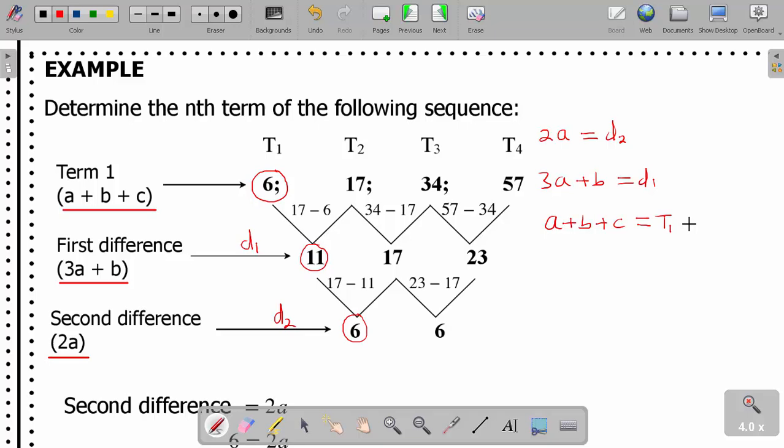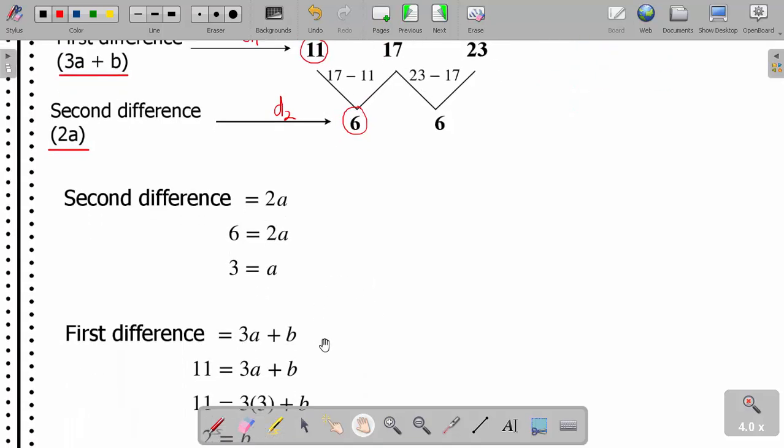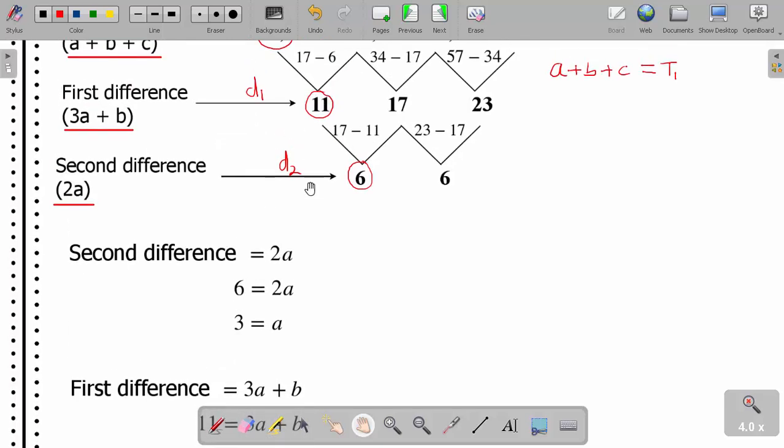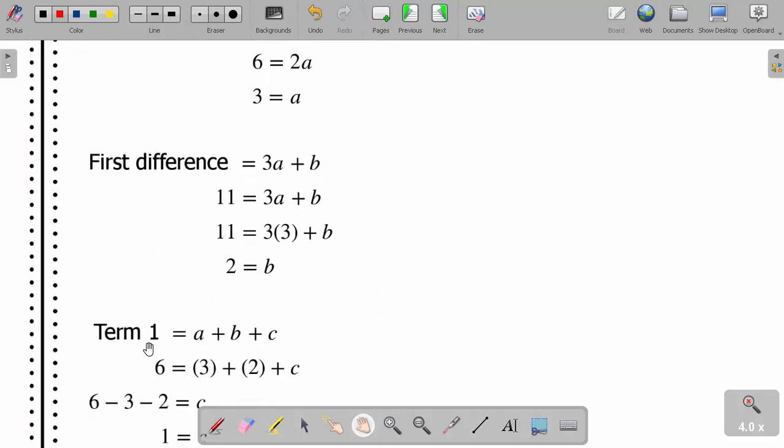Let's see how it works out here. Our second difference here is 6, so we're going to say that 2a equals 6. If 2a equals 6, it means a equals 3. After getting the a, to get our b, we're going to use 3a plus b. Remember that our a is 3, so 3 times 3. What is our first difference? It is 11 here. So 3a plus b equals 11, but I know my a is 3, so I can get my b. After getting my b as 2, and I have the a, I go ahead to use term 1, that is a plus b plus c equals T1, which was 6.